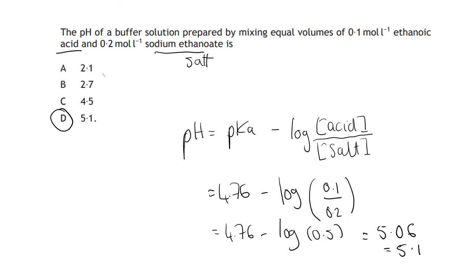Okay? One of the most common mistakes is that people work out the log of the acid, so log of 0.1, and then divide by the concentration of salt, 0.2. It is the log of acid over salt, not the log of acid divided by salt. It's the log of the concentration of acid divided by concentration of salt.